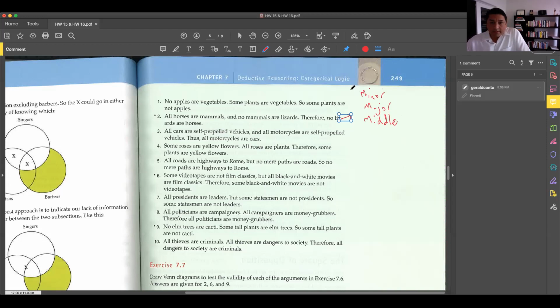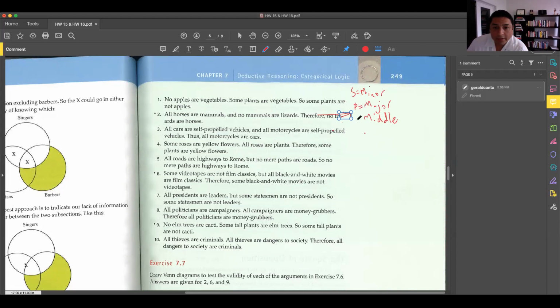And remember that the minor term is going to be the subject in the conclusion, the predicate in the conclusion is going to be the major, and the middle is going to be the term that is found once in each of the premises. So for the minor term, for number 2 there, no lizards are horses. The minor term is the subject in the conclusion, so lizards. Then the major is going to be horses. And the middle term is what's found in the premises once each, so mammals.